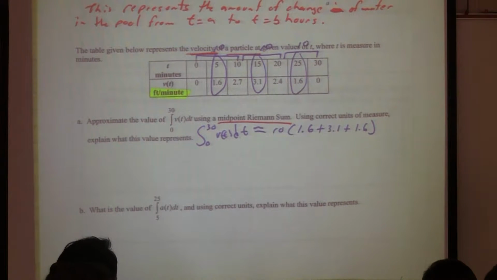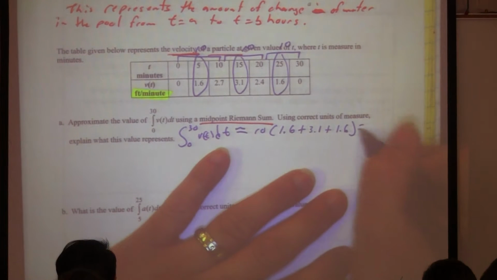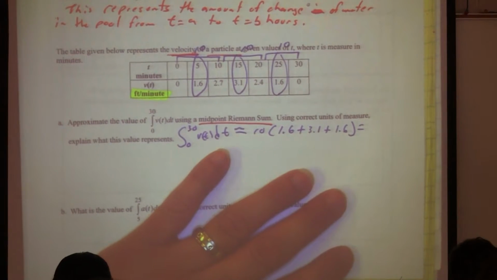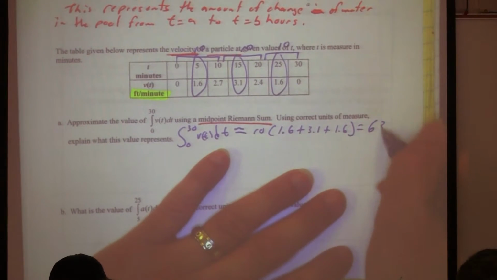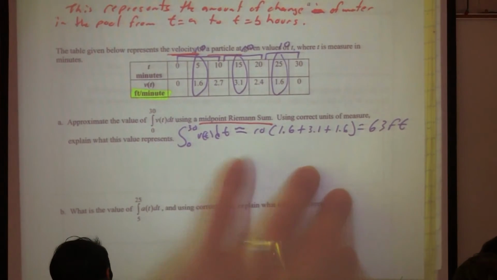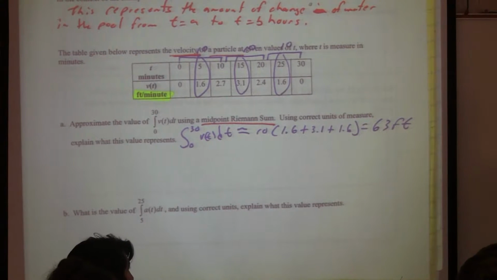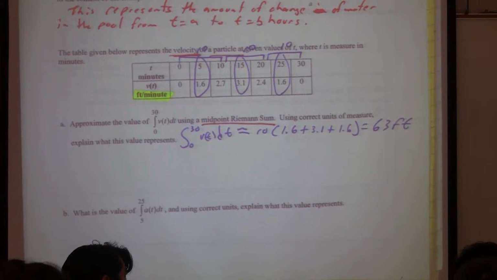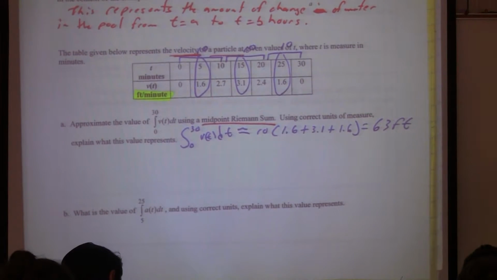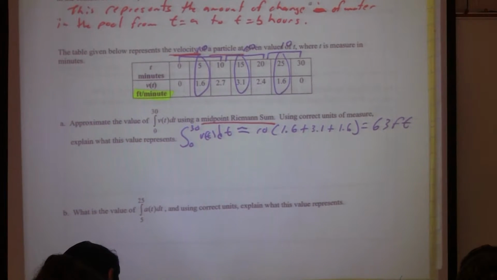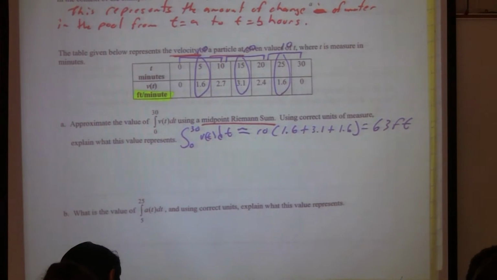What would we get here? 63? That means type it in your calculator. Don't wait for other people to type it in and spit out the answer. Good? Alright, so now we need to answer using correct units what this explains in the context of the problem. What it means.